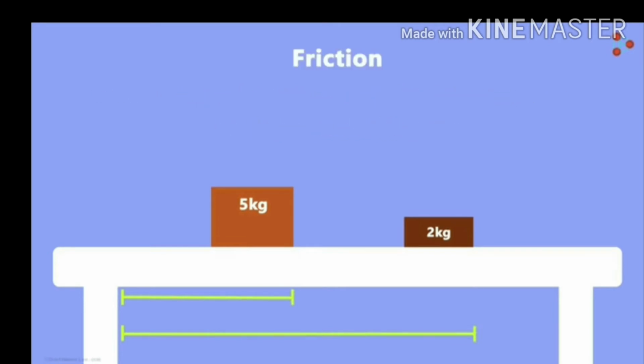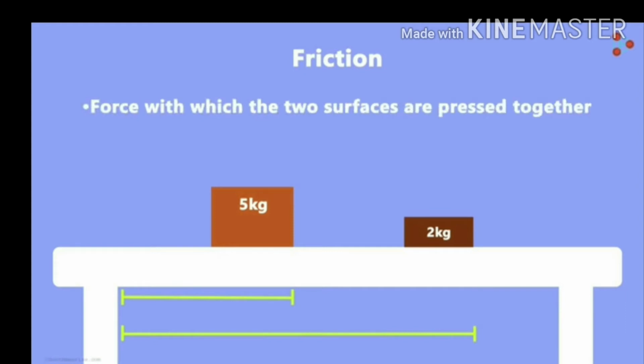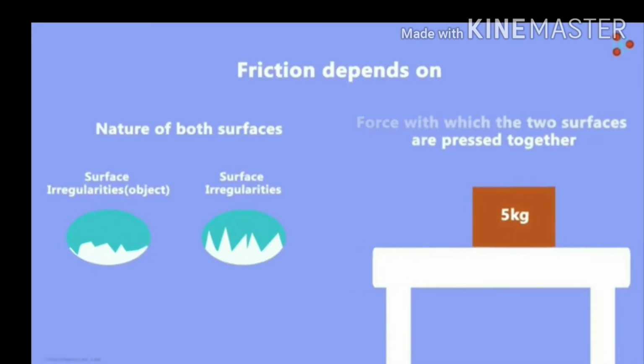It tells us that the friction also depends on the force with which the two surfaces are pressed together. If the two surfaces are pressed harder, the friction will be more. Why is that? Because of the second brick's greater weight, it presses on the table with greater force. Since its surface and the table surface are pressed together harder, the interlocking between the irregularities is more. And this results in more friction. So mainly, there are two things on which the force of friction depends: the nature of both surfaces and the force with which the two surfaces are pressed together.